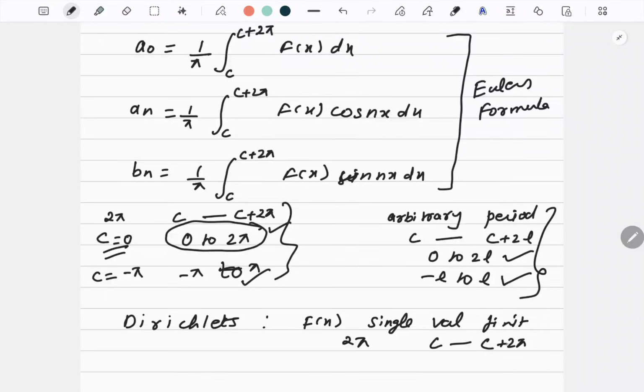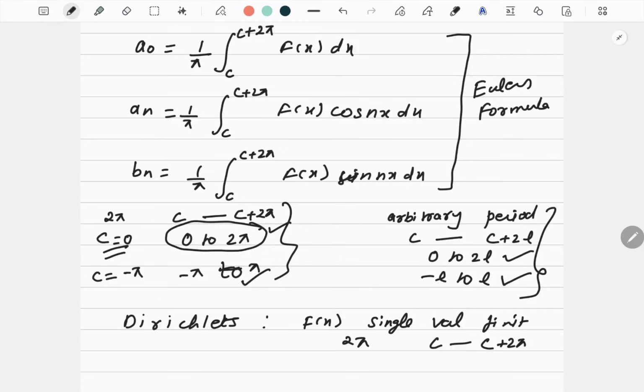We should have a finite number of discontinuities. Even if there are maxima and minima, it should be a finite number. So this is Dirichlet's condition, which is compulsory to have, but we don't have to check it while doing the questions. Okay.